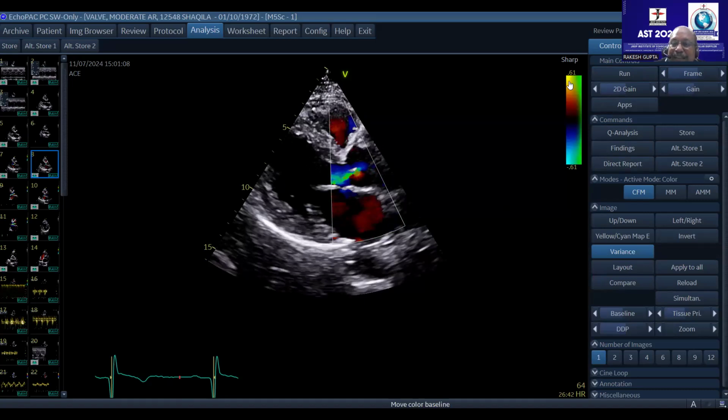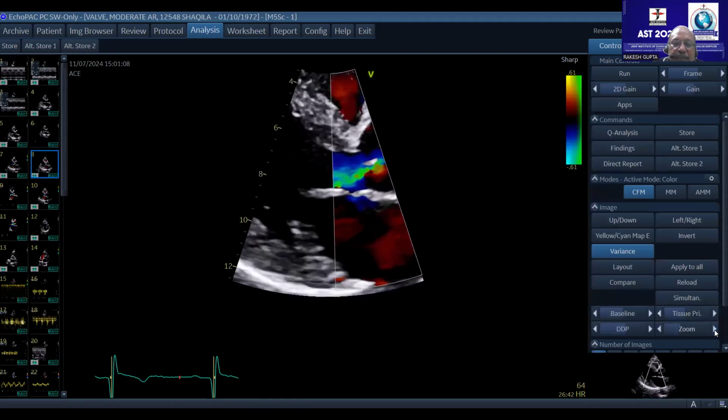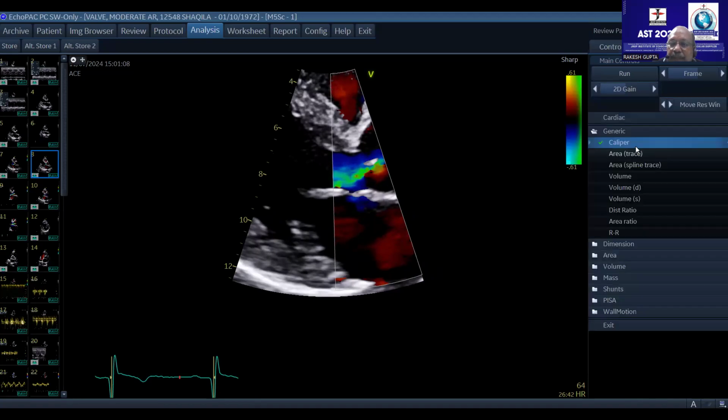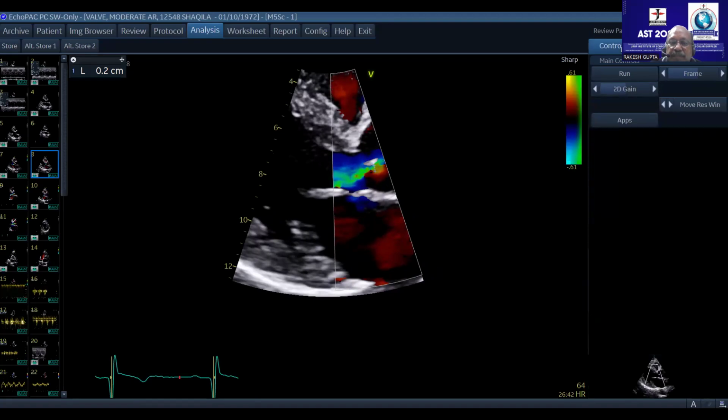jet of the two leaflets. Look at the Nyquist limit, 60. And now I cannot measure it. So what I'm going to do is zoom it up a little. And this is all I have to measure. This is a very small, tiny vena contracta arising from here. So I go to the caliper and I measure my vena contracta from this point to this point. 0.2, 0.3.